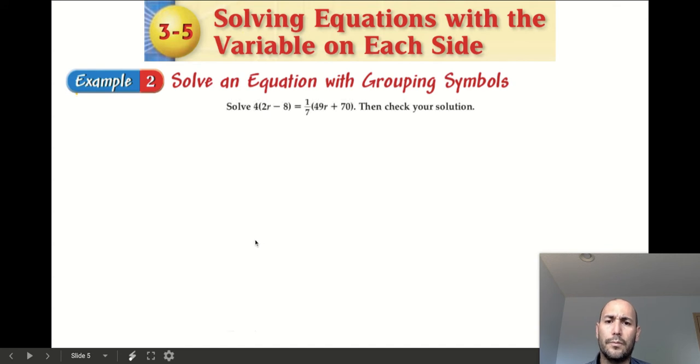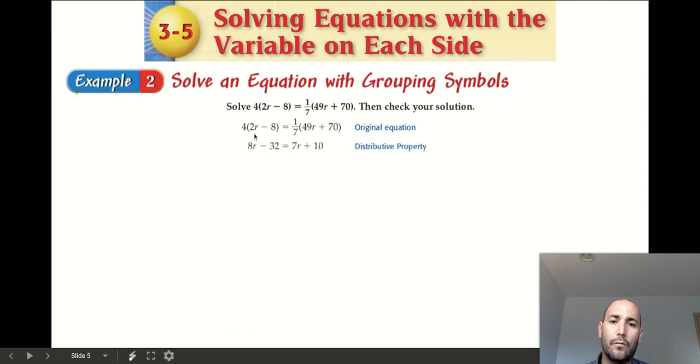So this problem says solve 4 times quantity 2r minus 8 equals 1/7 times quantity 49r plus 70, and then check our solution. So here we have a set of parentheses on the left-hand side, and we have a set of parentheses on the right-hand side. So we're going to use the distributive property to help us in this problem. So again, here's my original equation. So I'm going to start by distributing the 4 into everything in this parentheses, and the 1/7 I'm going to multiply into everything in this parentheses.